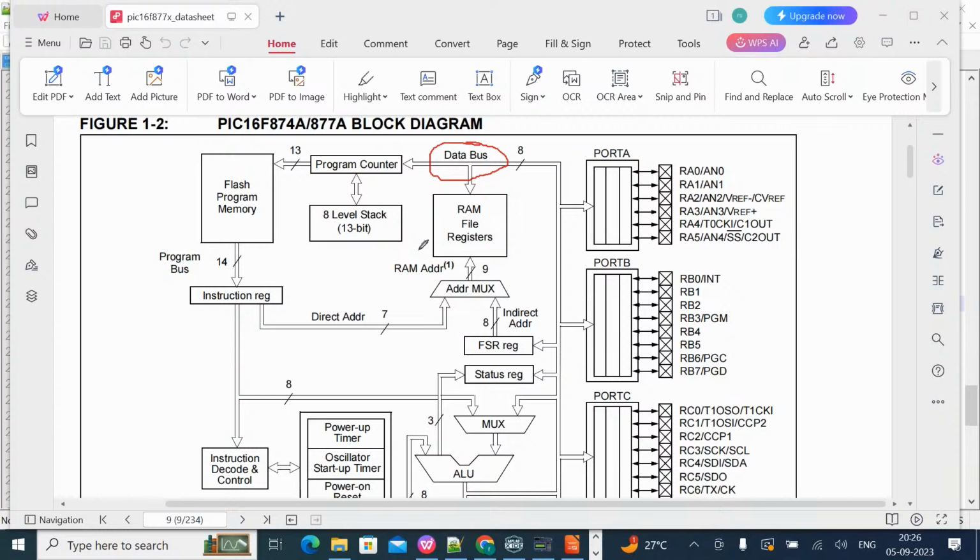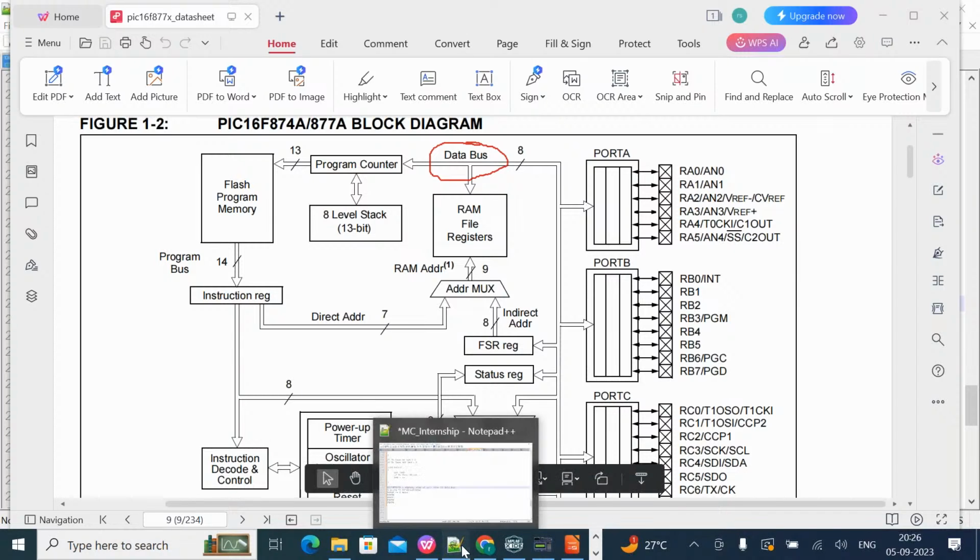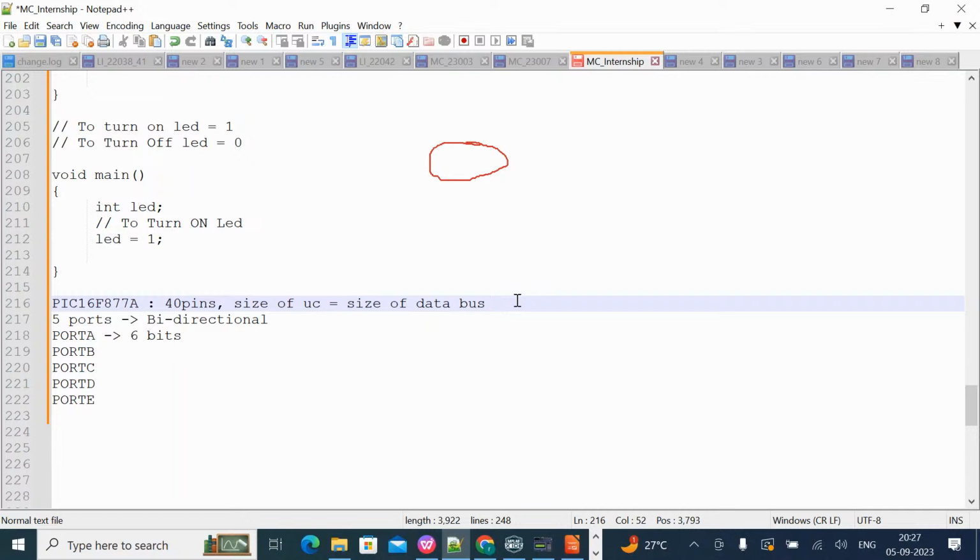So what will be the correct answer? How much is the size of the data bus? 8 bits. So how much is the size of your microcontroller in this case? Is it 32, is it 16 bit? No. How much is it? 8 bit. See guys, I'm making you independent, not keeping you dependent on me. The same things you apply for any other microcontroller, generic things we are talking. So here, how much is the size of your microcontroller? 8 bits, which is equal to the size of the data bus.